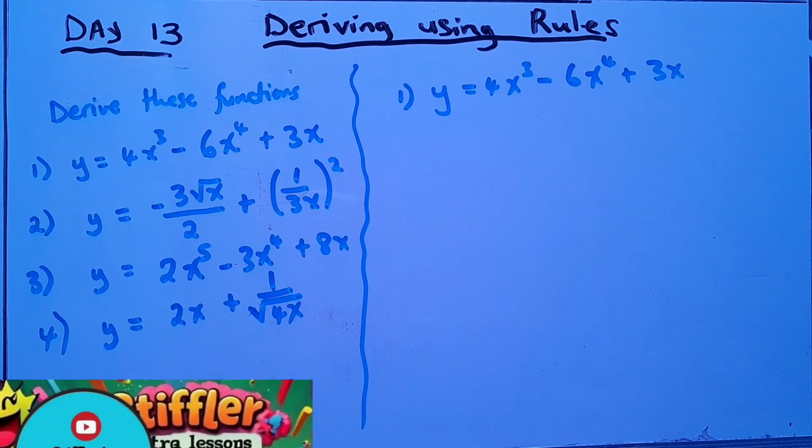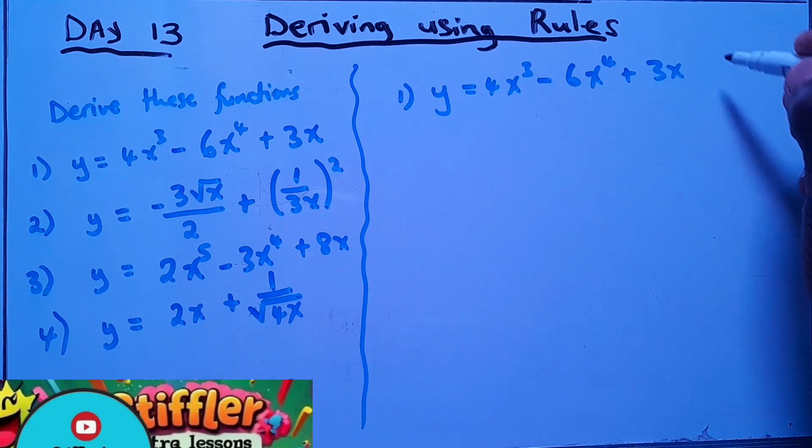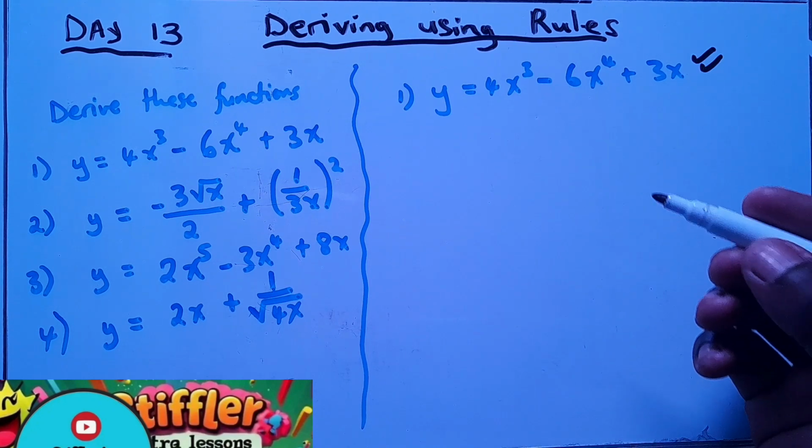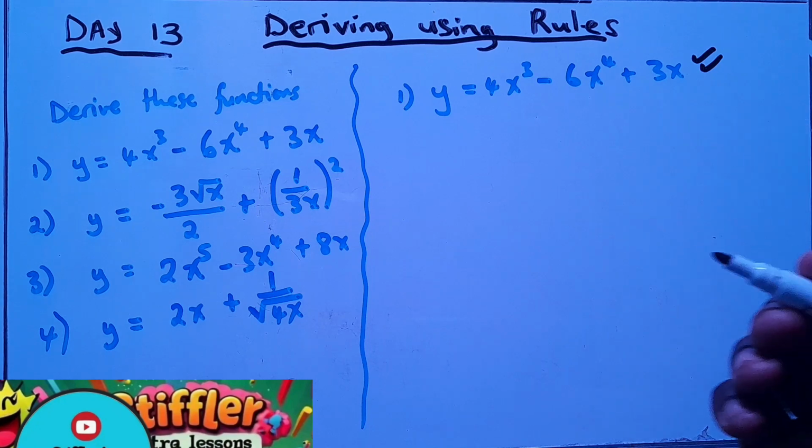Right now we have four functions that we have to derive, so we are going to take it a step at a time. Let's start with the first one. This is simple because it is put in a straight line. Let's apply the rule that I just showed you.